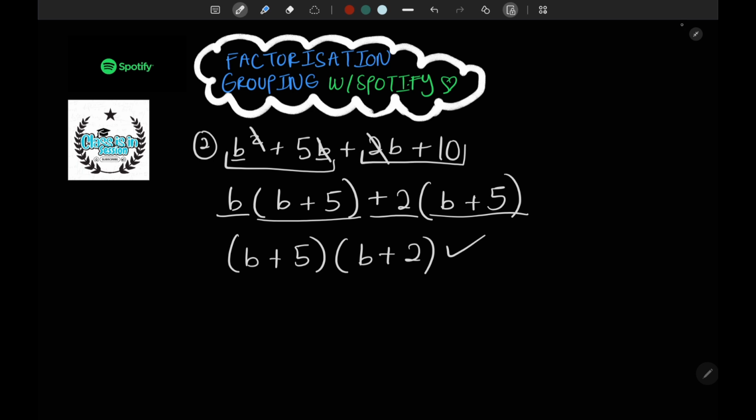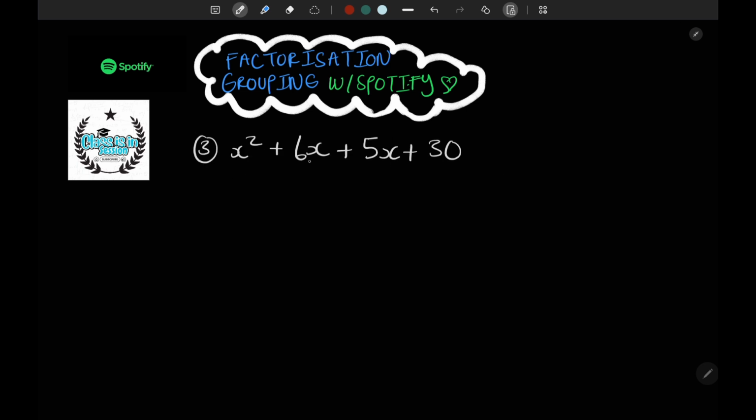Let's do the third example. Let's do x squared plus 6x plus 5x plus 30. What's the first step? Factorize the first two terms. What's common here? X. So you write our x, open a bracket. What are we left with? You have x squared, take out 1, x plus 6, x divided by x, 1.